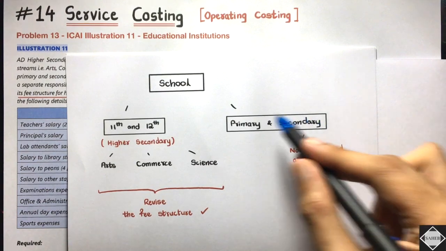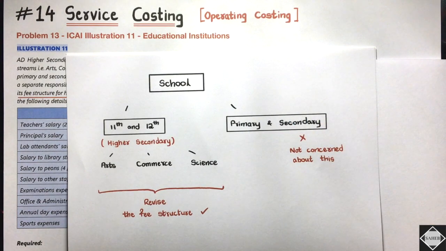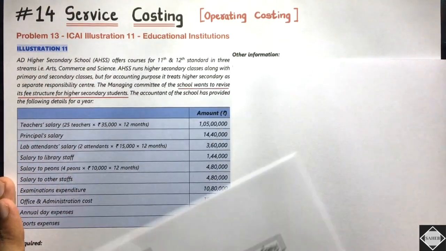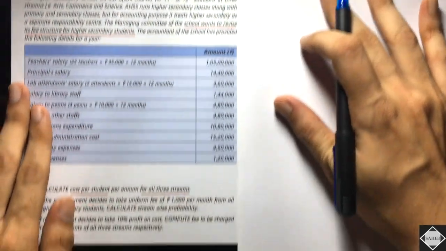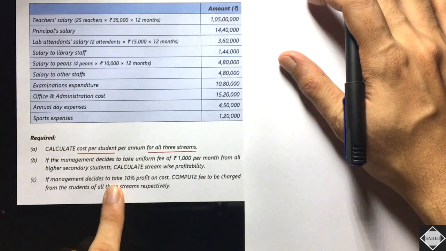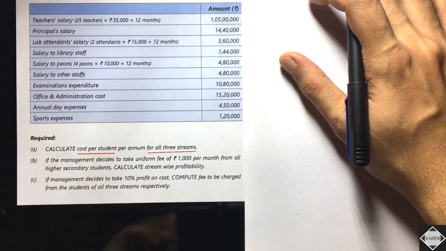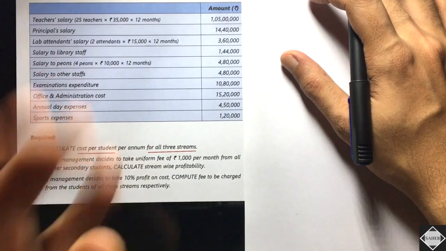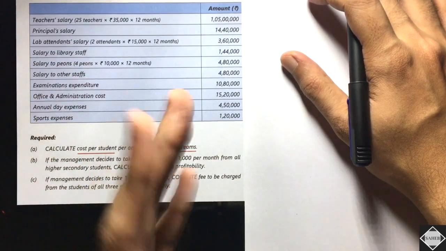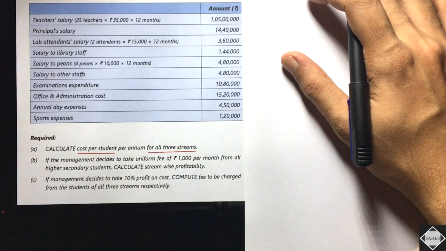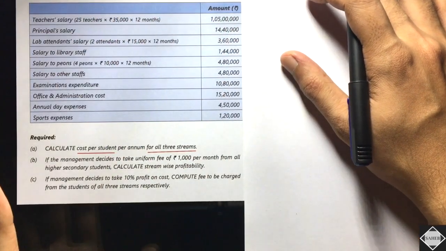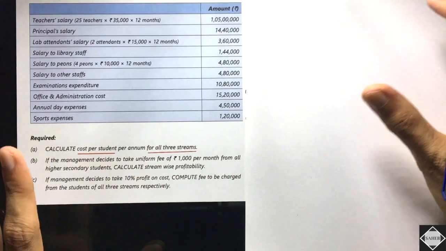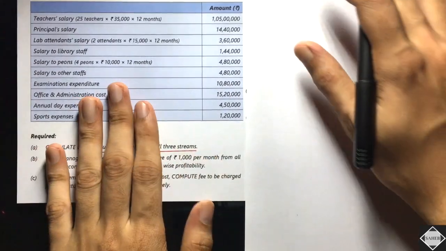They are not concerned about primary and secondary. How did I come to know that? Just by reading the first paragraph? No. If you see the requirement of this question, the last part, then in all three requirements they are just talking about higher secondary, higher secondary, higher secondary. The stream means arts, commerce, science, right? So that doesn't include primary and secondary. So primary and secondary is completely ignored in this question. If they would have talked about primary and secondary, this would have been a very lengthy question. So that's what is happening in this question.